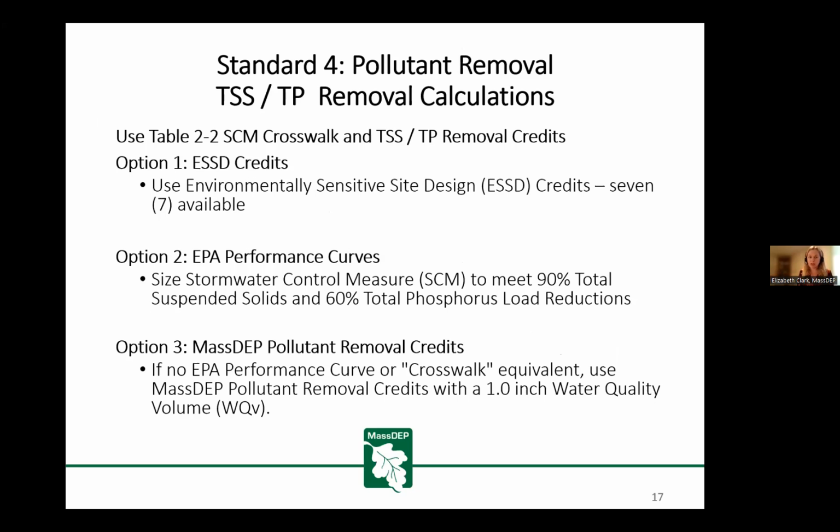So meeting the standards. There is a table in the draft handbook, table 2-2, that shows a crosswalk of how you are going to calculate compliance with Standard 4. The first option is to use the environmental site sensitive design credits, which Dave is going to cover in just a minute, to meet the requirements. Or you're going to look at the EPA performance curves. These are the same curves that are included in Appendix F of the MS4 permit that show the pollutant removal associated with the volume of water treated. Or there's option 3, which is the MassDEP pollutant removal credits, such as 25% TSS removal for a catch basin. Next slide.